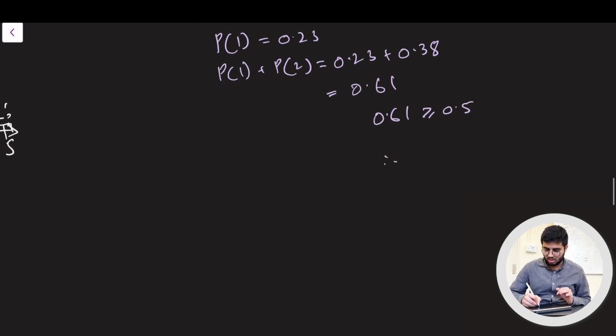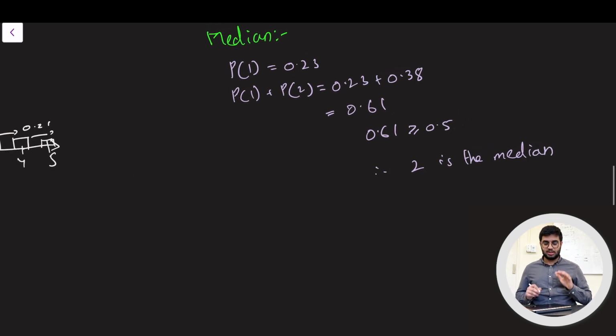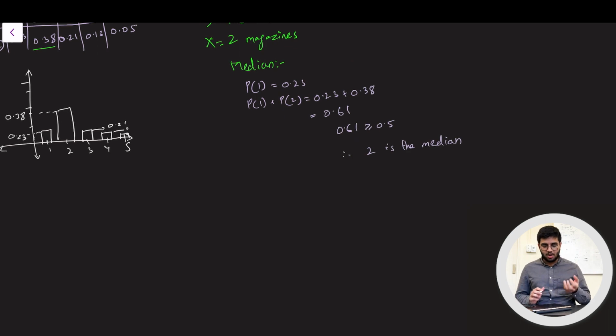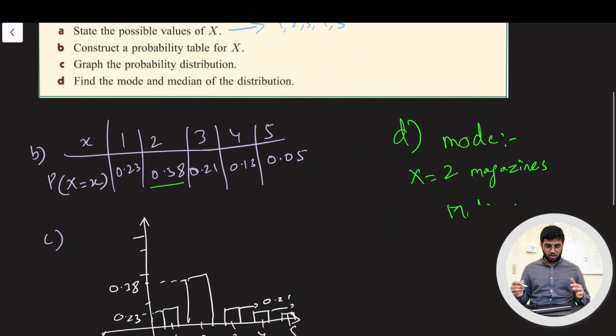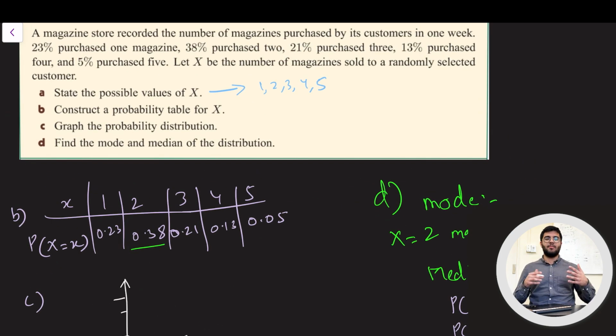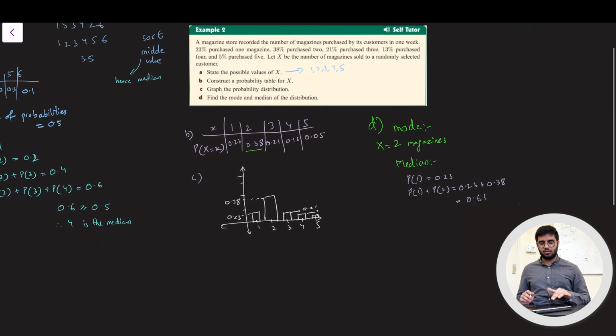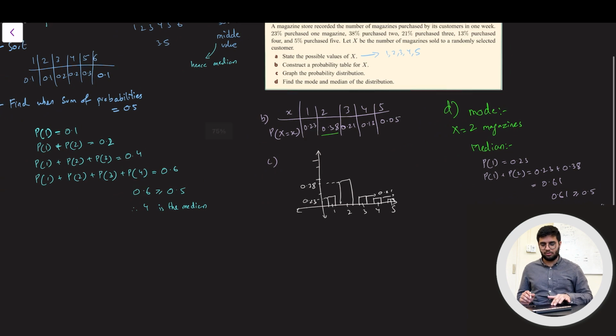Therefore, 2 is the median. Okay, so we have found when the sum of the probabilities is greater than 0.5, and that gave us a median. So just like that, you can very quickly find the mode and the median. But obviously, as your points increase, like if you have more and more possibilities, it gets a bit harder. Okay, well, not harder. It just gets a longer process.